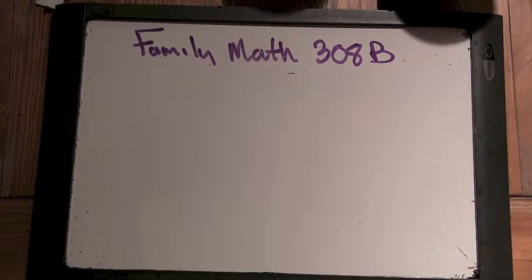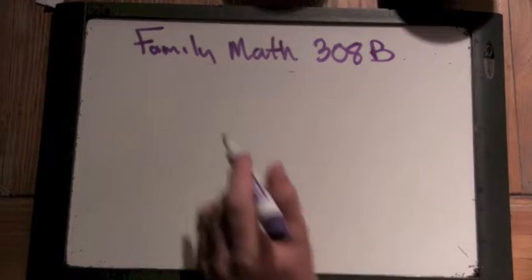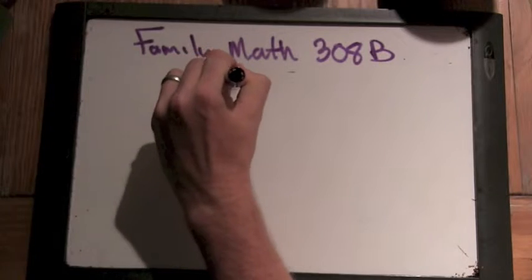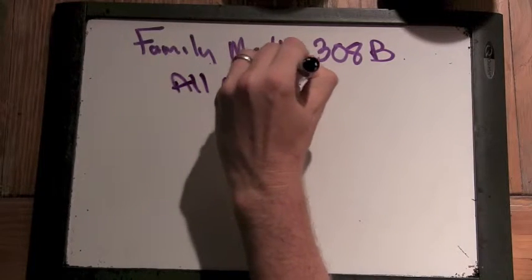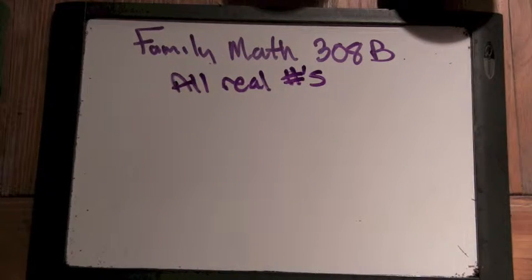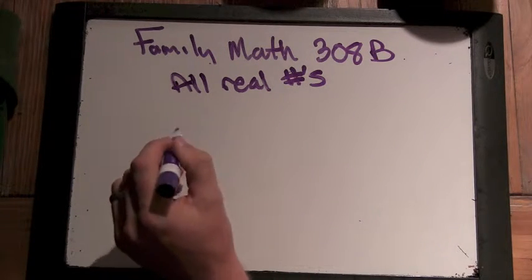Okay, so now we're going to talk about a new kind of infinity, which is all real numbers. And the idea that this was a different infinity was, I'm going to say, discovered by Georg Cantor, I think in the late 1800s. So he said, do this.